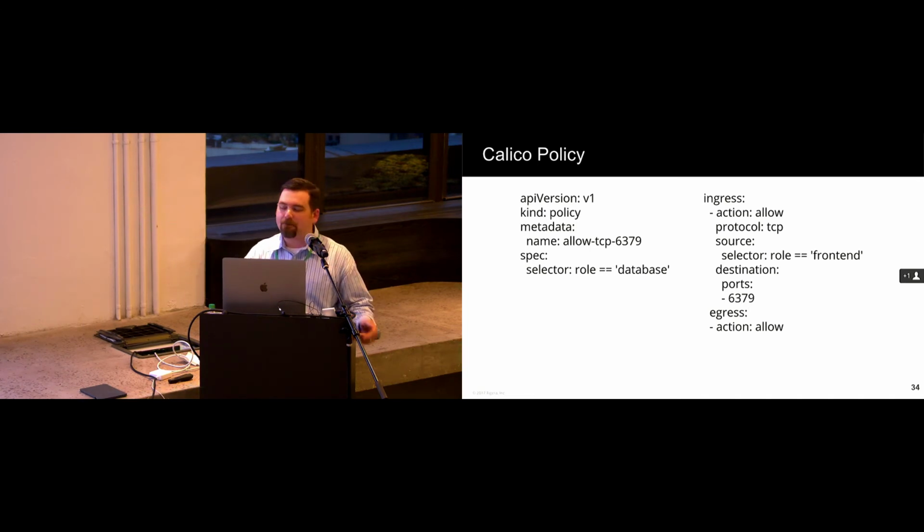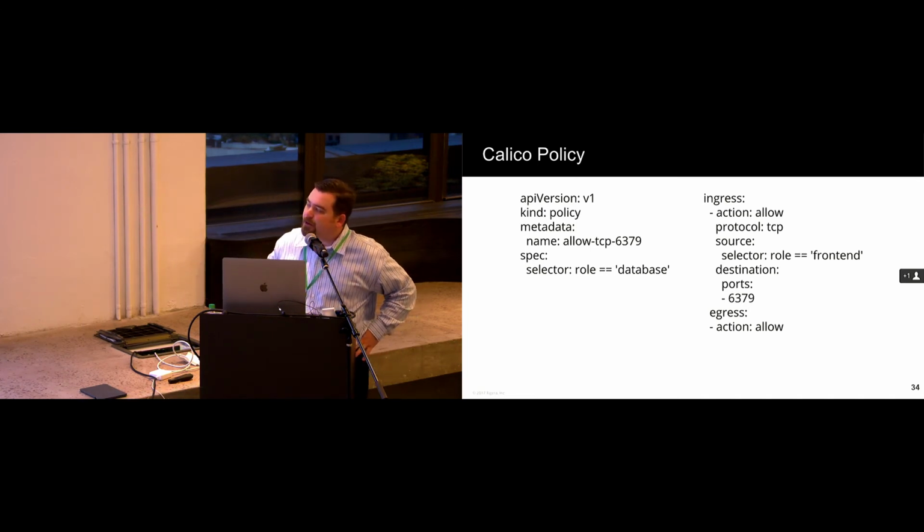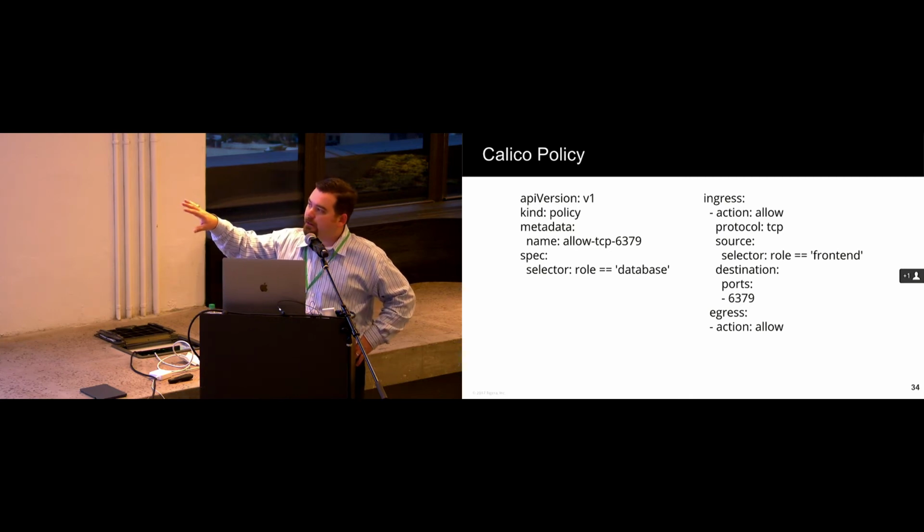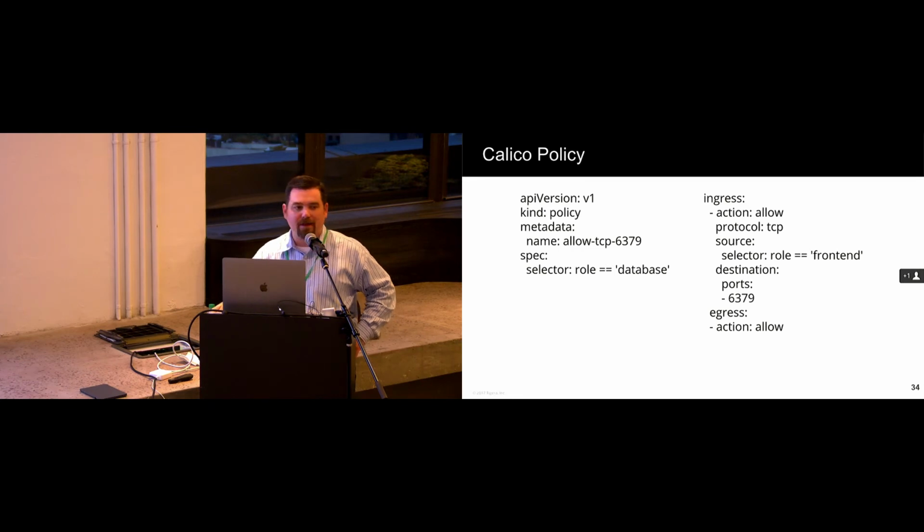underneath the spec. The selector tells us what labels, and again, these are Calico labels, but in the cases where orchestrators have a similar layer, they will get converted over to Calico labels as well. But this is telling us the criteria by which to match this policy to workloads. So this is saying match this policy to all workloads that have the label role with the value database.